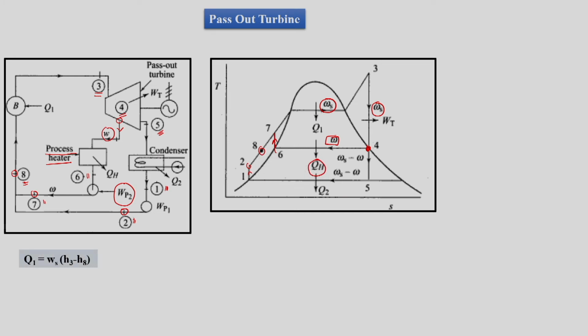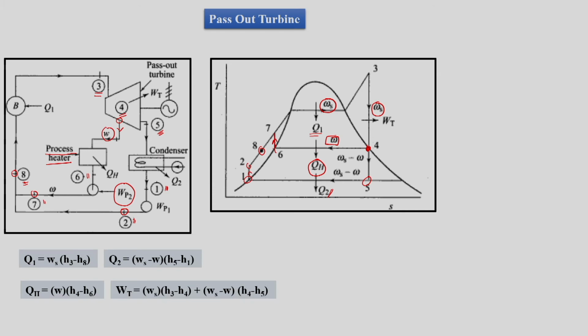Now, we can do the same calculation where Q1 is equal to Ws into H3 minus H8, and then we have Q2 is equal to Ws minus W into H5 minus H1. This is the heat lost to the atmosphere. Q1 is the heat gain in the boiler. Then we have QH is W into H4 minus H6. This is the amount of heat given for process heating.